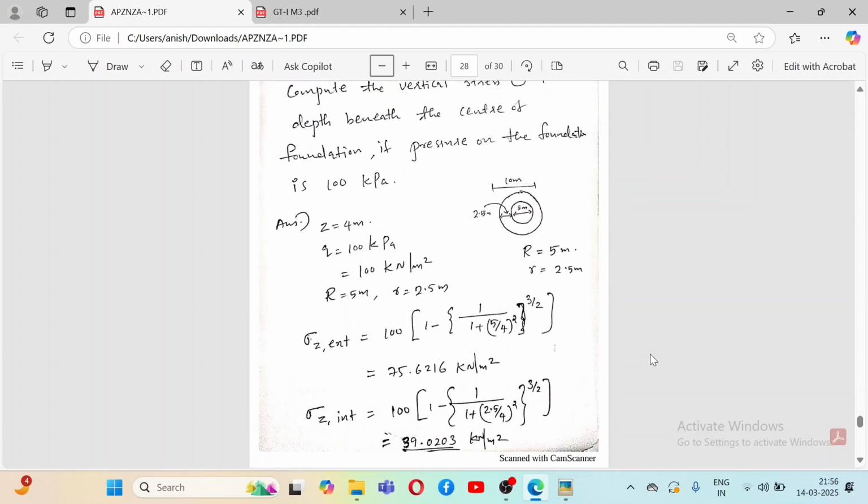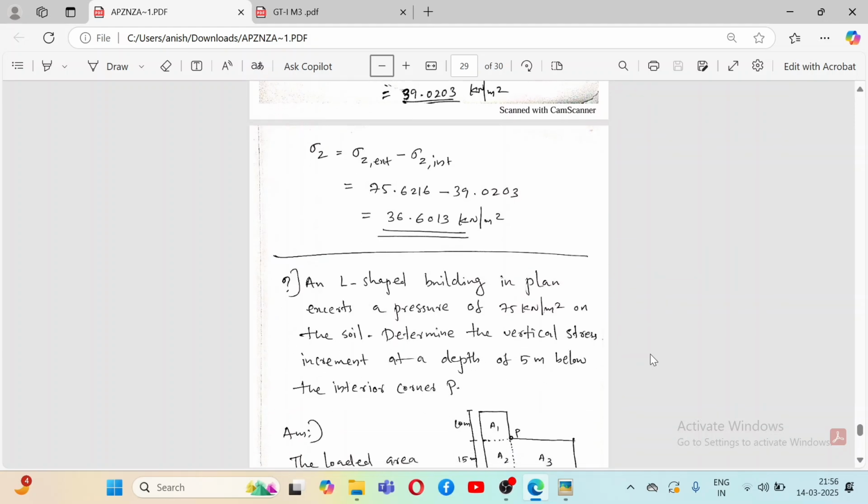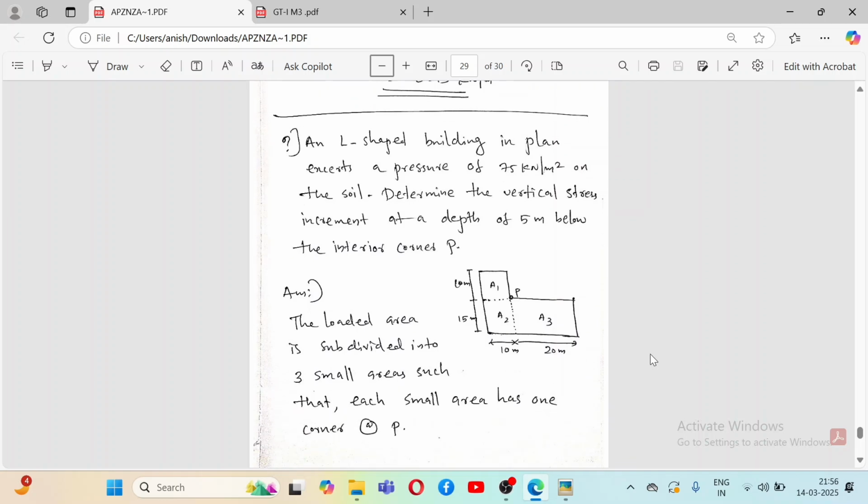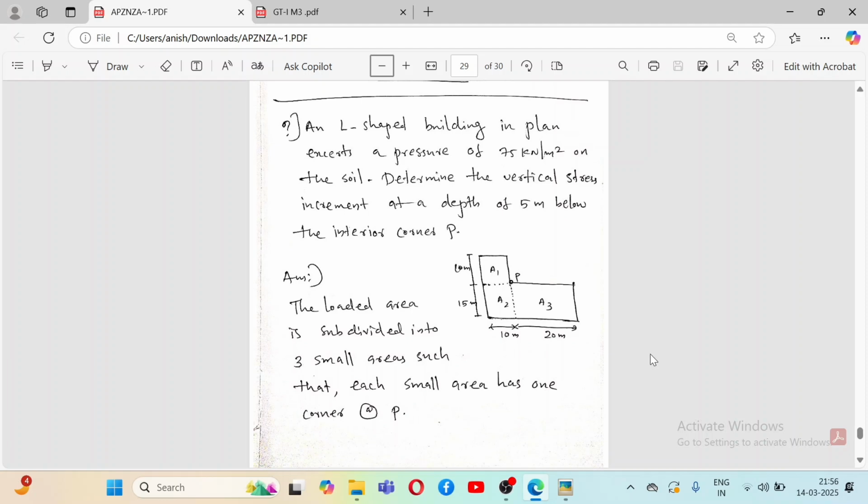Similarly, try to do this problem, and then we go to a rectangular L-shaped. An L-shaped building in plan exerts a pressure of 75 kilonewton per meter square on the soil. Determine the vertical stress increment at a depth of 5 meter below the interior corner P. Then you have the diagram here, here interior corner P.